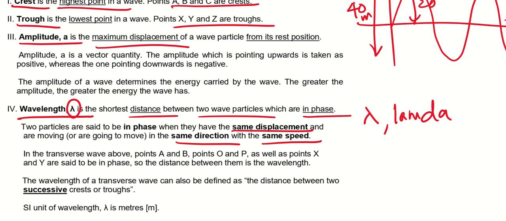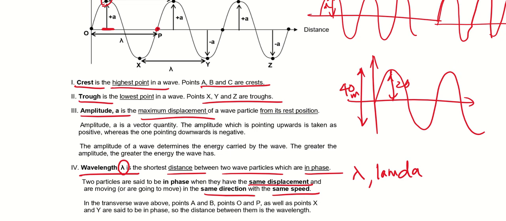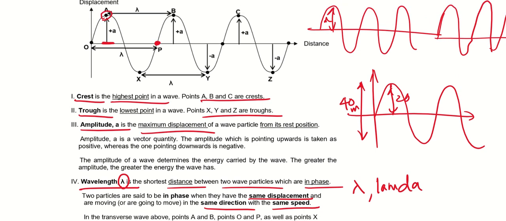So now I will test you. A and B, are they in phase? Why? They have the same displacement. What is the direction next? Down. B is also going down. Right, and they are the same speed. At this highest point, their speed is 0.